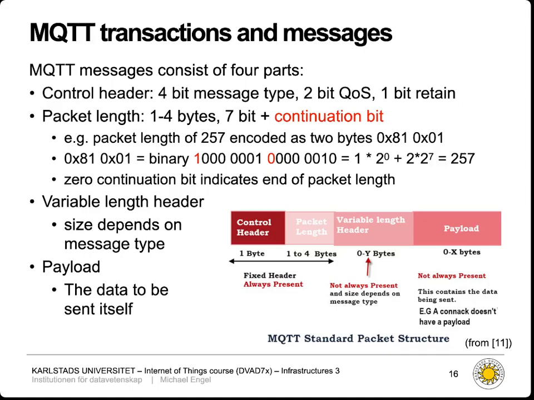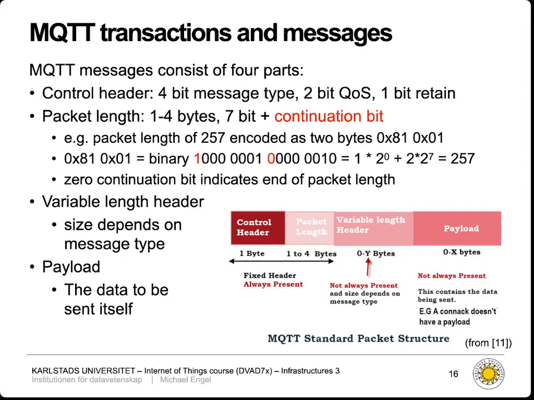So this is 1 times 2 to the power of 0 plus 2 times 2 to the power of 7, or 257. And as I said, the continuation bit of 0 indicates the packet length information ends.